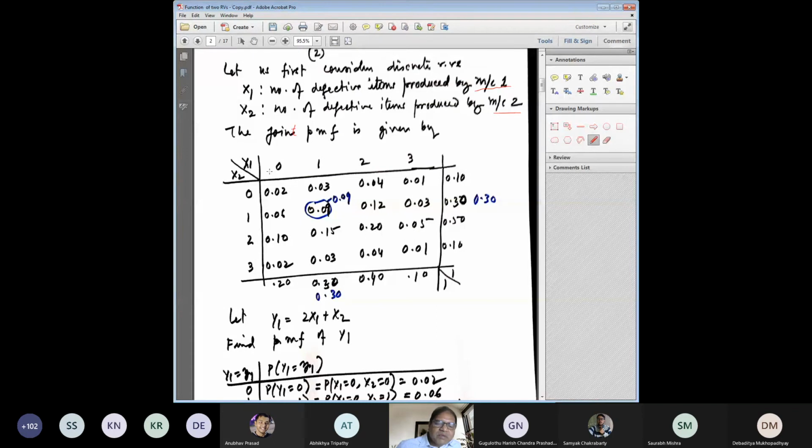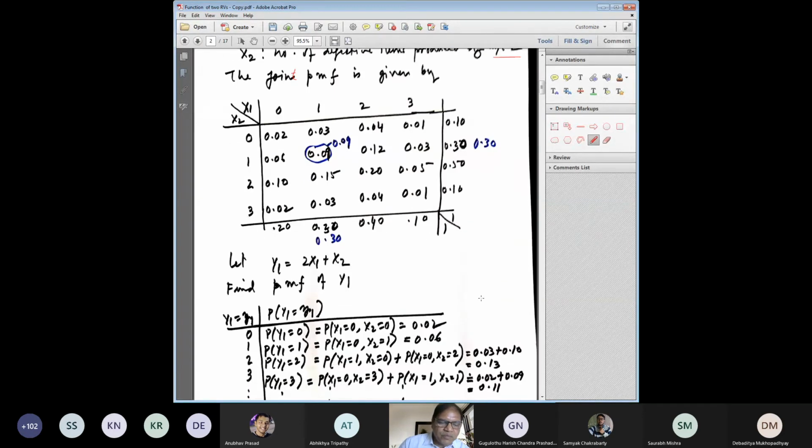Say, these are just artificial data, but it satisfies the condition of the joint probability. So x1 takes values 0 1 2 3, x2 takes values 0 1 2 3, and p00, p01, all these entries represent the joint probabilities, and the corresponding marginals are known.